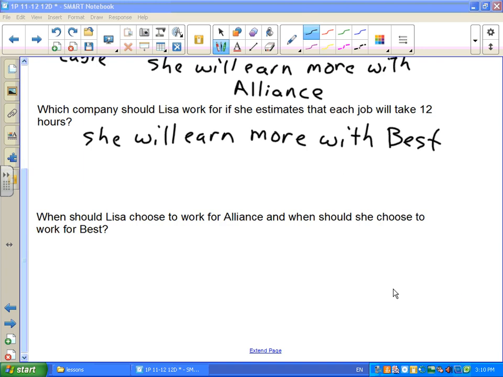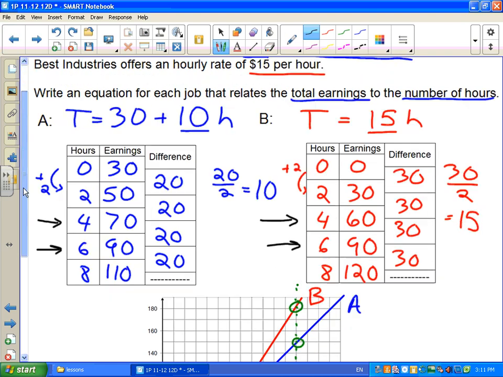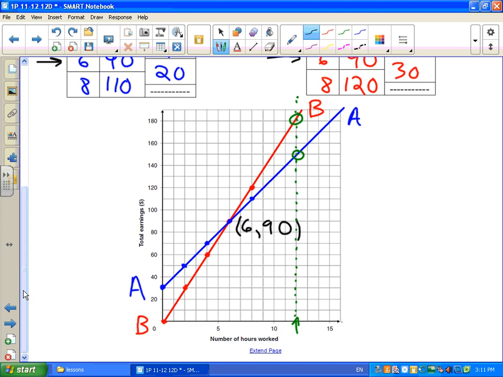So last question here. When should Lisa choose to work for Alliance, and when should she choose to work for Best? Okay, it's going to depend. Okay, and that's the answer here. It's going to depend on how many hours she thinks she's going to have to work. Because if we look at our graphs and we look at how much money she's going to make, for a small number of hours, closer to 0 here, Alliance pays her more than Best does. For a large number of hours, Best pays more than Alliance because its line is higher up.